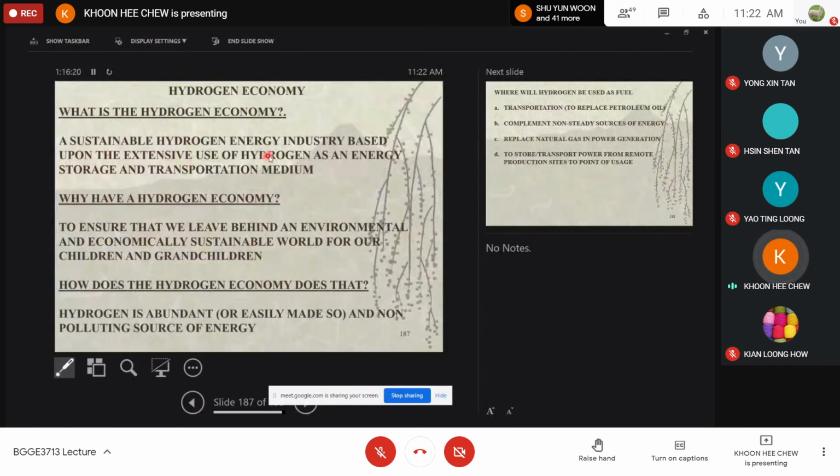Okay, so what is the hydrogen economy? It's a sustainable hydrogen energy industry based upon the extensive use of hydrogen as an energy storage and transportation medium. Okay, we are using hydrogen to generate energy. The reason for a hydrogen economy is to ensure that we leave behind an environmentally and economically sustainable world for our next generations. Yeah, how does the hydrogen economy work? Hydrogen is abundant, there is a lot of hydrogen, isn't it? Or we can easily make hydrogen gas from chemical reactions. Okay, and it is a non-polluting source of energy. It does not produce any pollutant.